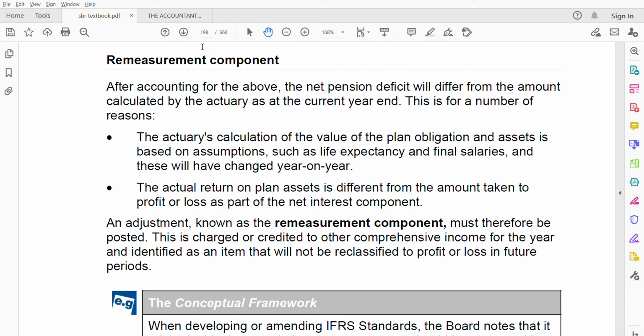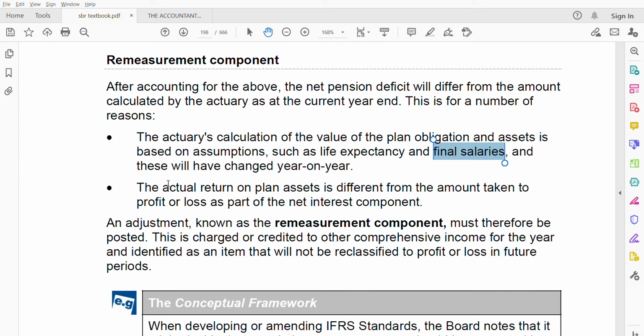This will be for a number of reasons. Why is it? Because their calculation of the value of the plan obligation and asset is based on assumptions, such as life expectancy. Remember the defined benefit plan? There was a formula given to you at the start: number of years of service of the employee, divided by 60, into the final salary. So they have to estimate what would be their life expectancy, what would be their final salary, and also this changes year on year. So all of this is based on assumptions by the expert.